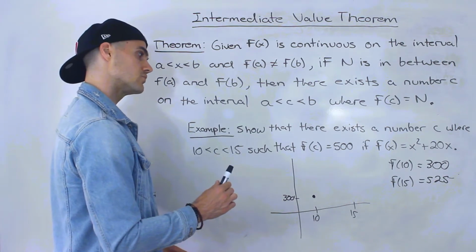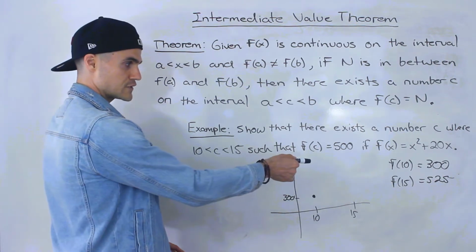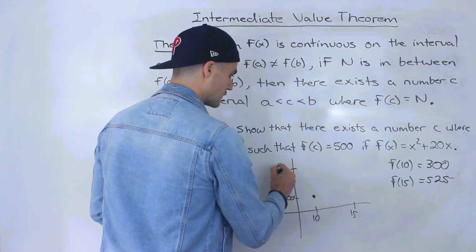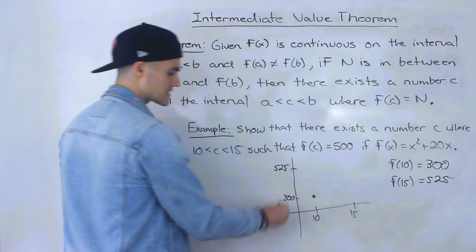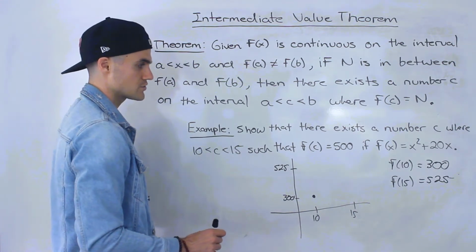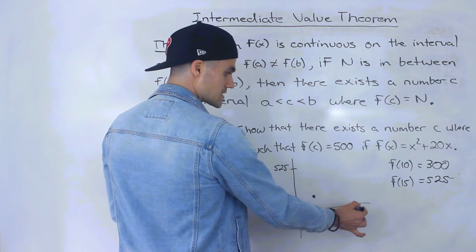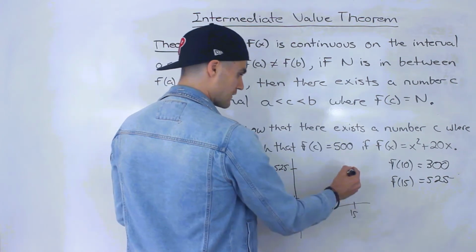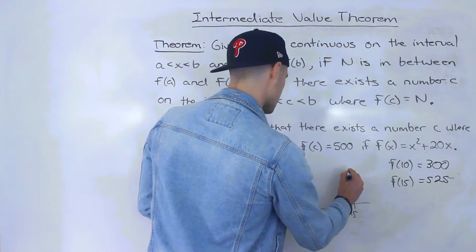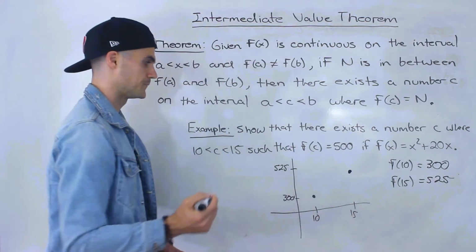And then we figured out that f of 15 is going to be 525. So let's say 525 is up here. This is not necessarily to scale, but I'm just drawing a graph here to show you visually what's happening. So 15 and 525 is a coordinate on this function as well, up there.